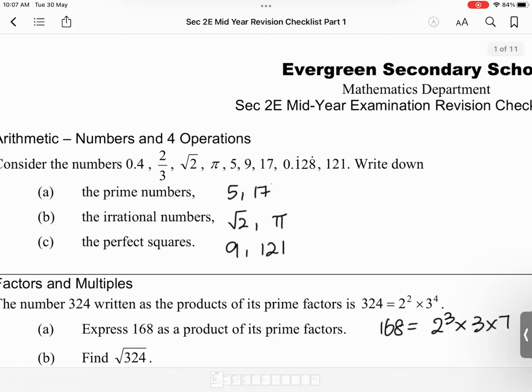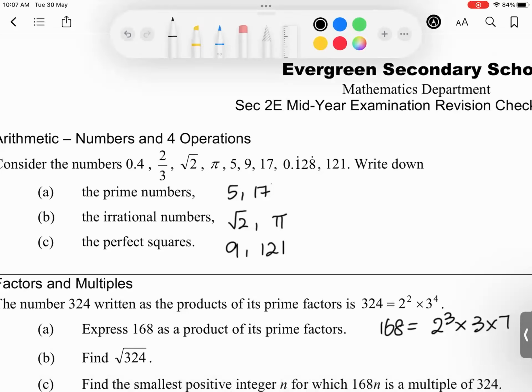So when we have this number over here, 0.128 with the two dots above, how do we actually write this repeating number? What does this actually mean? This actually is 0, 1, 2, 8. Which are the numbers that are repeating? Is it only 1 and 8, or is it from 1 all the way to 8? So it's actually 1, 2, 8, 1, 2, 8, dot, dot, dot.